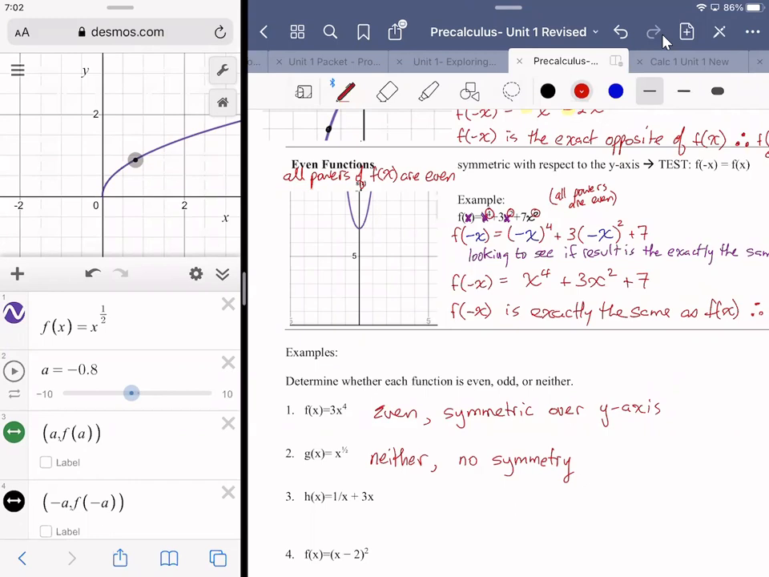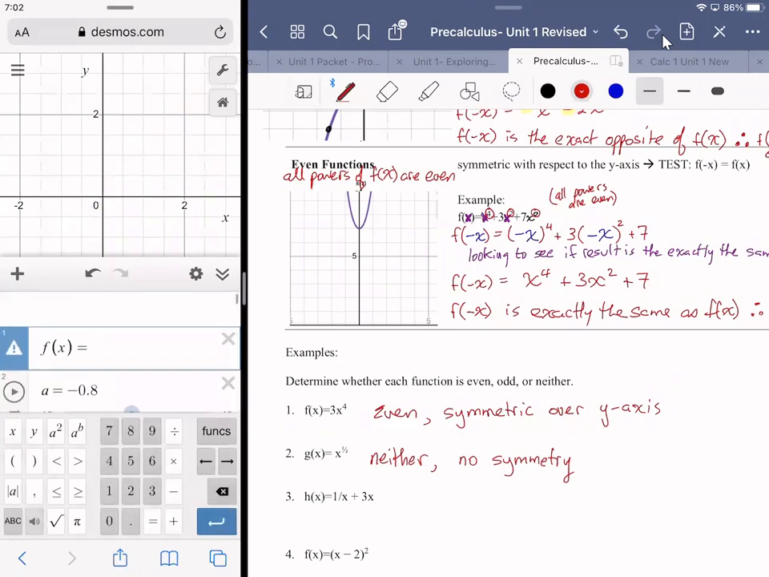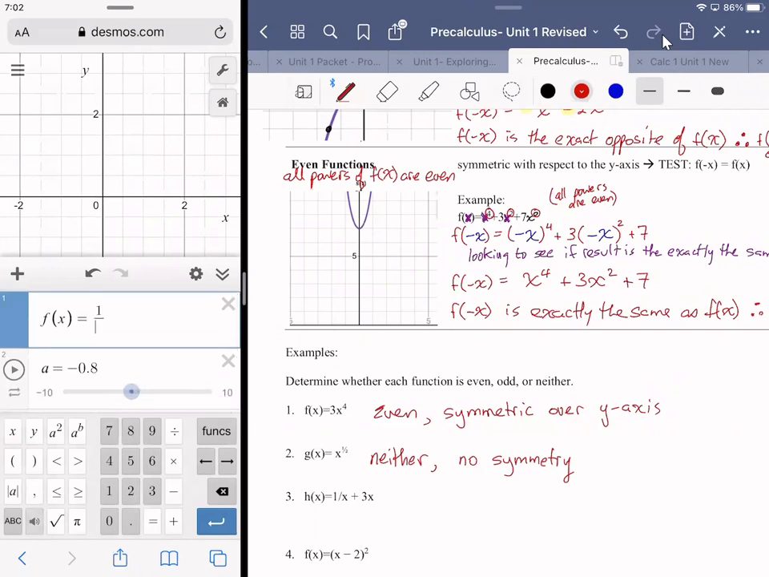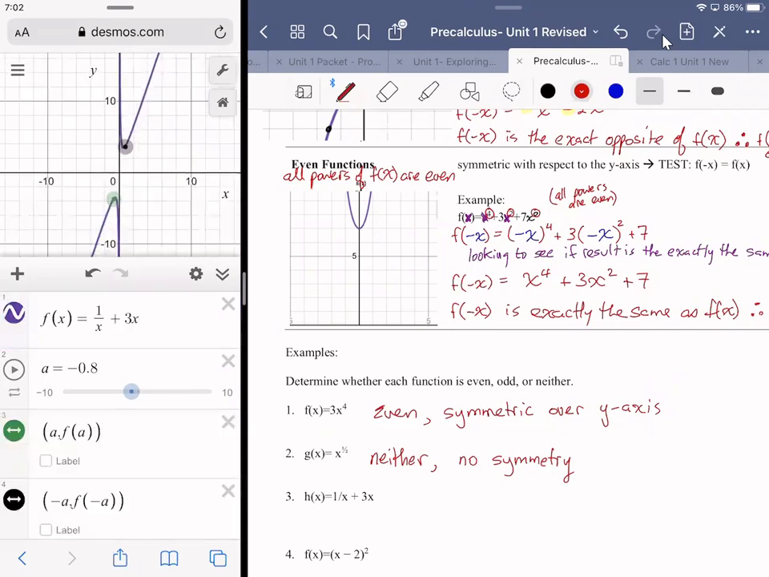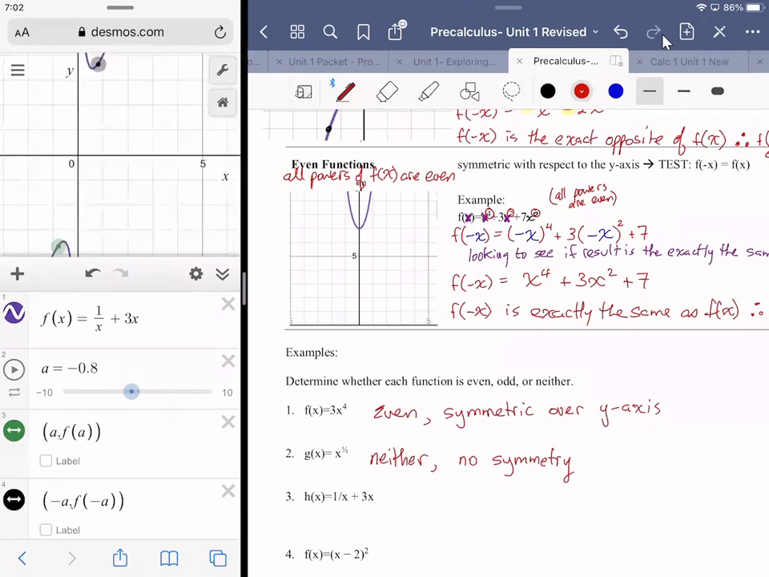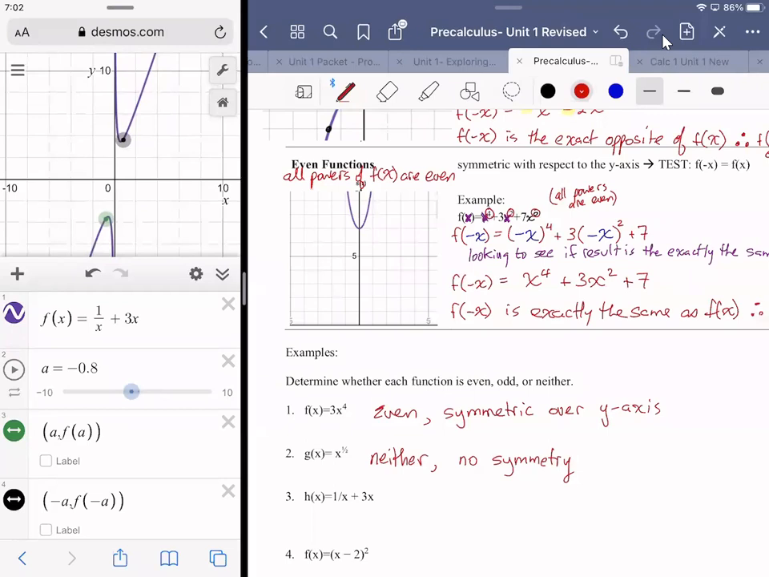All right. 1 over x. And all this fancy stuff at the bottom aside, I'm not even really looking at that. I'm just looking at the picture. So 1 over x plus 3x. Okay, we got a little bit of symmetry going on here. That's kind of strange. So we can investigate this one further. Now, I'm not sure. So I'll use the algebraic approach and see what's going on with this one.